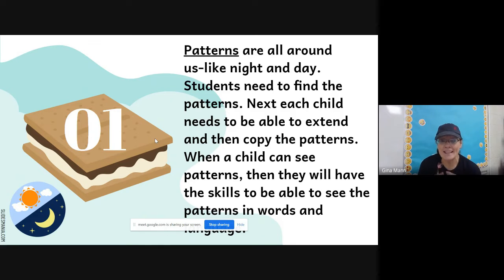When a child can see the patterns, then they're going to have the skills to be able to see the patterns in words and language. So patterning is super, super important. It's a very foundational skill that every child needs. And we have to make sure that we're giving them the tactile things to use to make the patterns. So then they can use those skills to do higher level math and reading. So you're doing awesome, families, being here and learning this.